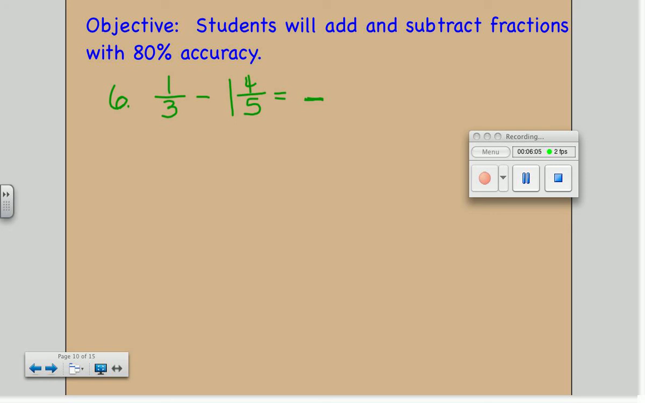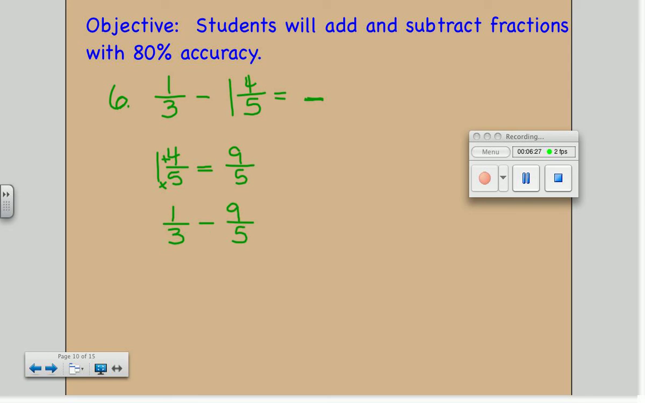I'm going to go ahead and change 1 4/5 this time into a fraction. It'll just be easier for me. So I'm going to multiply and add. 5 times 1 is 5 plus 4 is 9, 9/5. So I have 1/3 and I'm subtracting 9/5.